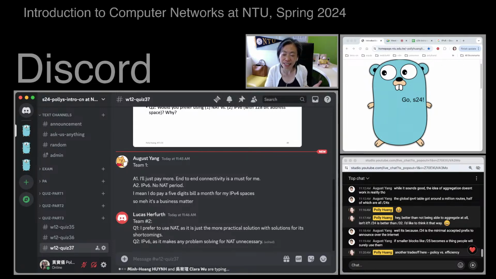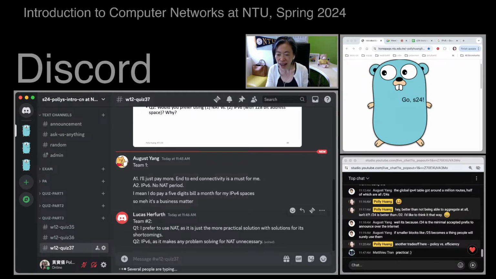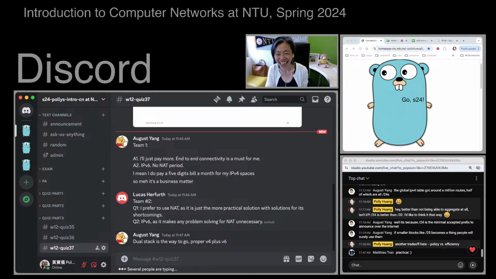How about IPv6 and NAT? I don't know. The number of devices we have connected to the internet is exploding. Don't you think so? Maybe one day IPv6 and on top of that we are still using NAT. Matthew, practical. Okay, we are the same type. Okay, let's see. Dual stack is the way to go.